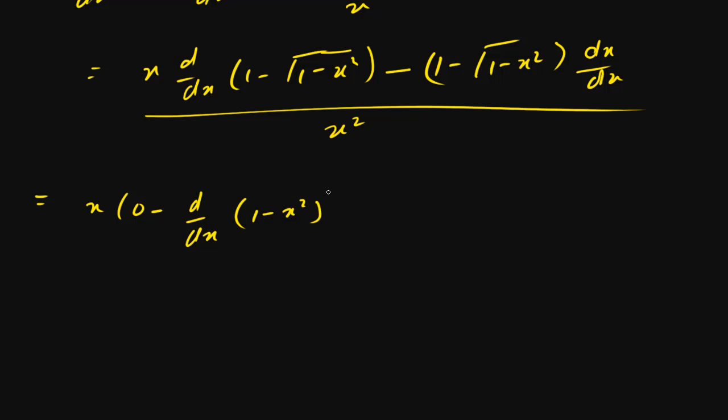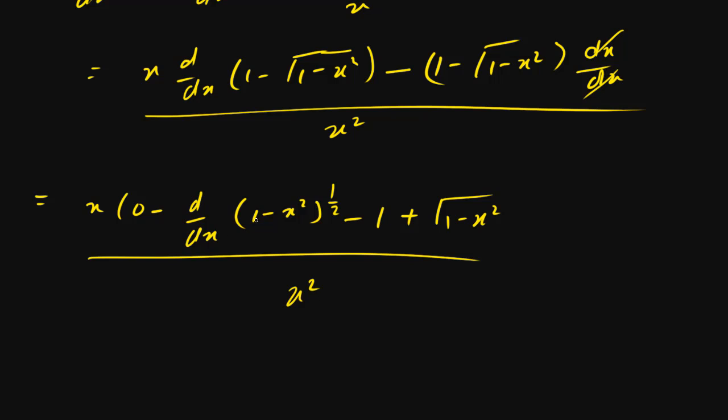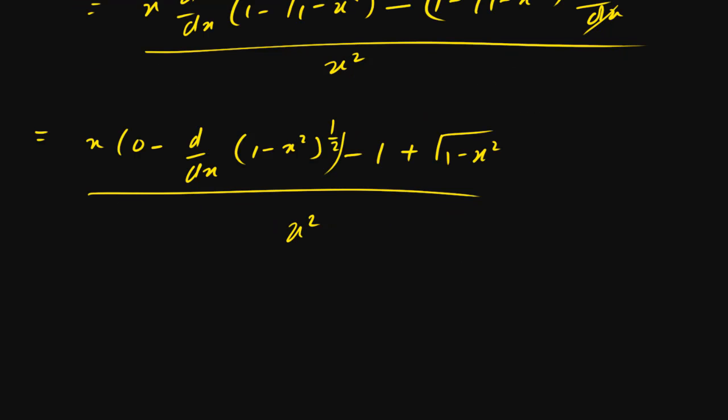Okay, that is 1 over 2. And next we have minus, and minus minus, that will be minus 1, and minus minus, that will be plus, and 1 minus x square, and that will cut down with each other, and we have in the bottom x square. Now what we are going to do, we are going to differentiate this part.